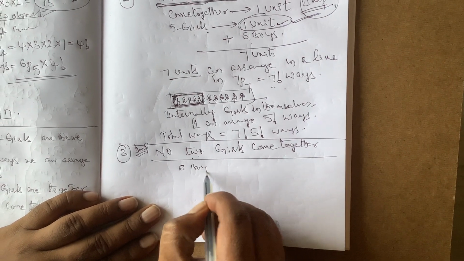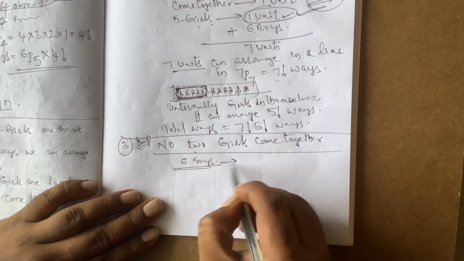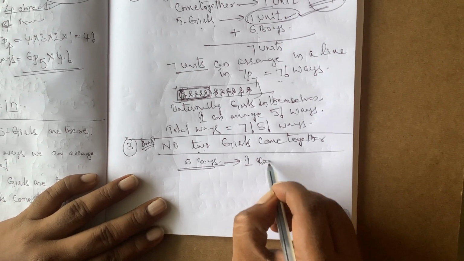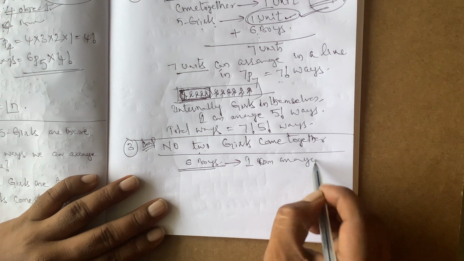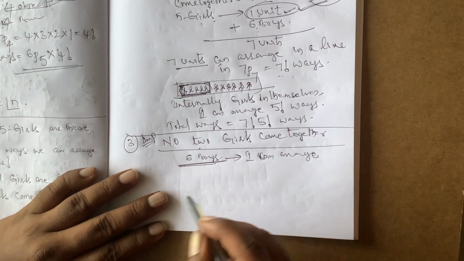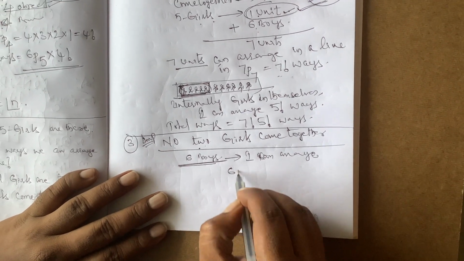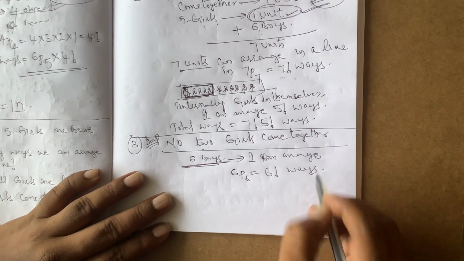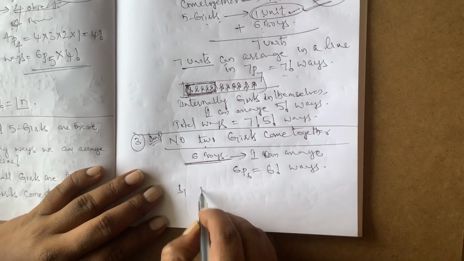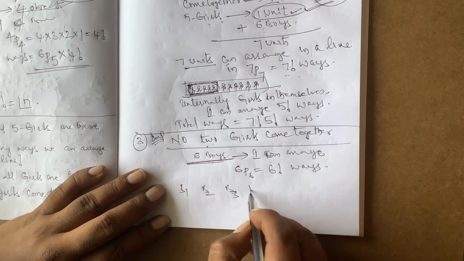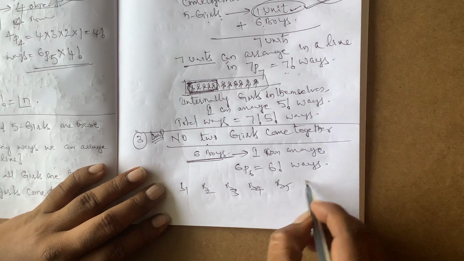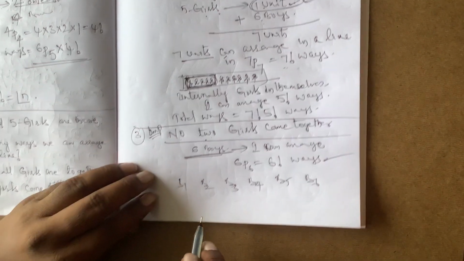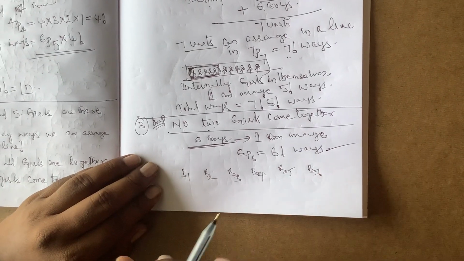6 boys are there. First I can arrange these 6 boys. How many ways can I arrange them? 6P6, which is equal to 6 factorial ways. So b1, b2, b3, b4, b5, b6, like this. By interchanging them jumbled up, I can get 6 factorial ways. My work is not completed.